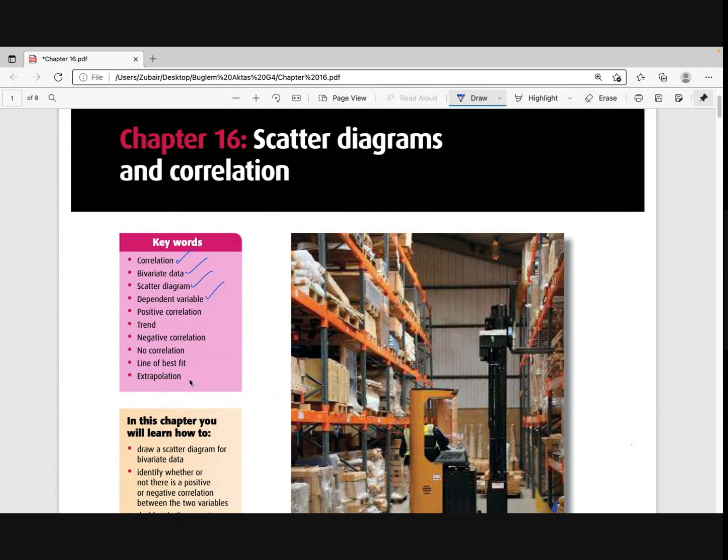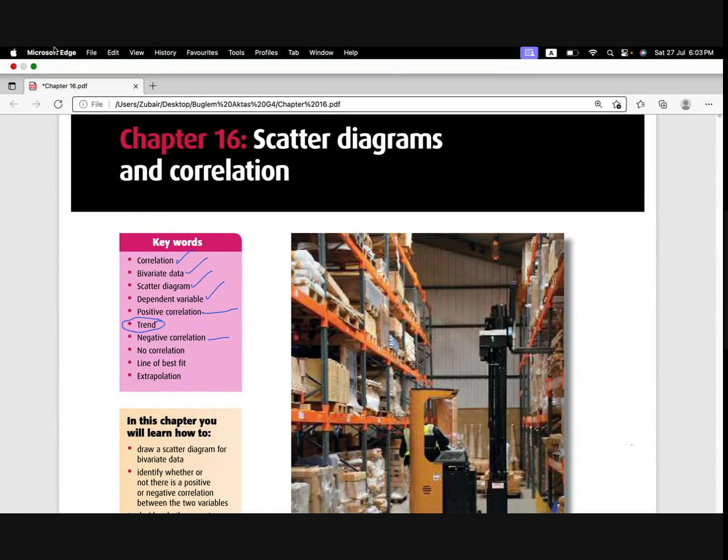The dependent variable is always on the x-axis. Positive correlation means directly proportional. One is increasing, the other is increasing. This is positive correlation. Whatever the graph tells us will be the trend, whether it is increasing, constant, or decreasing. Sorry, so positive correlation is directly proportional, either both increasing or both decreasing.